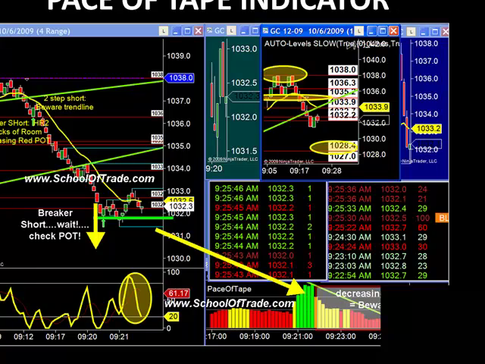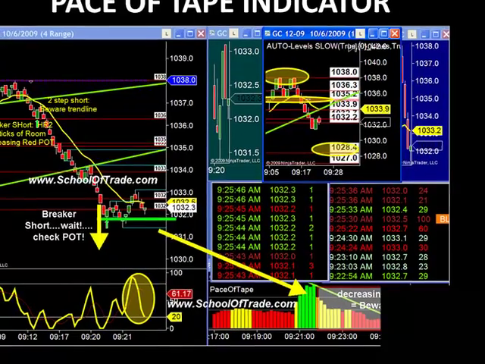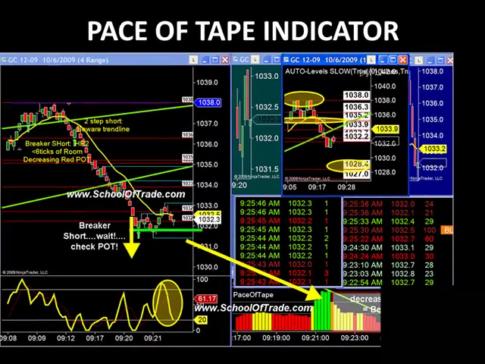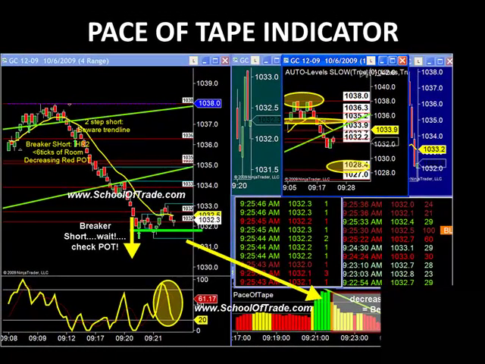When we see decreasing price action, decreasing pace of the tape around our point of entry, we know to be aware of that area. So, of course, we stayed away from it. It came right back above us and would have stopped us out. But we were standing on the sidelines, safe and sound.